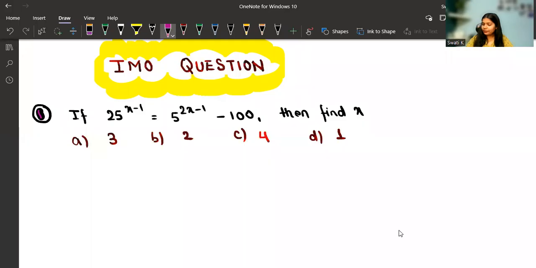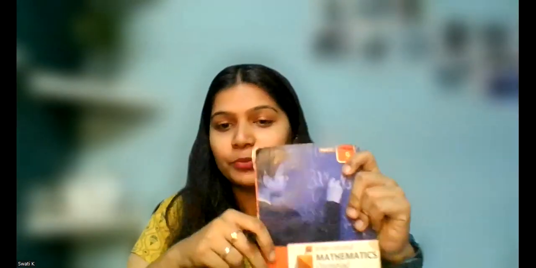I have got so many messages regarding this, whether it is really an IMO question. Are you sure? So I'm getting so many responses. So yes, here is the proof. You can see it's an IMO question. Okay, I can't remove my background. So it's the International Mathematics Olympiad.